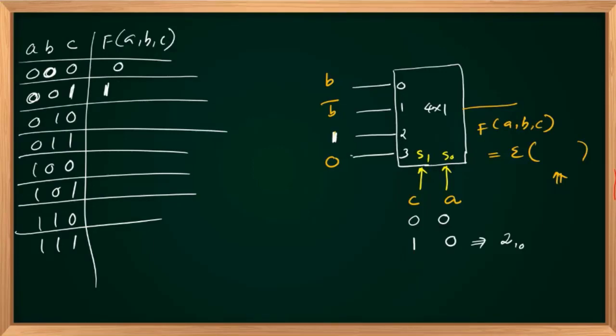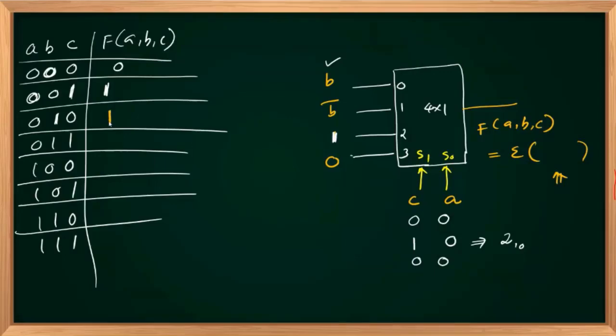Then 0, 1, 0 implies A equals 0 and C equals 0. Both are zeros, so I0 will be selected. I0 is connected to B, and the value of B here is logic 1. So I will get a 1.